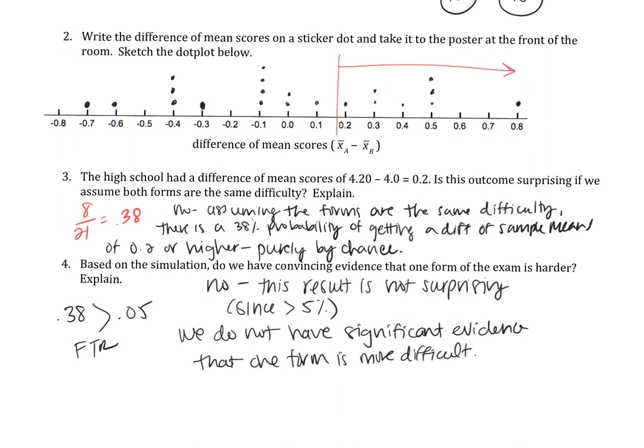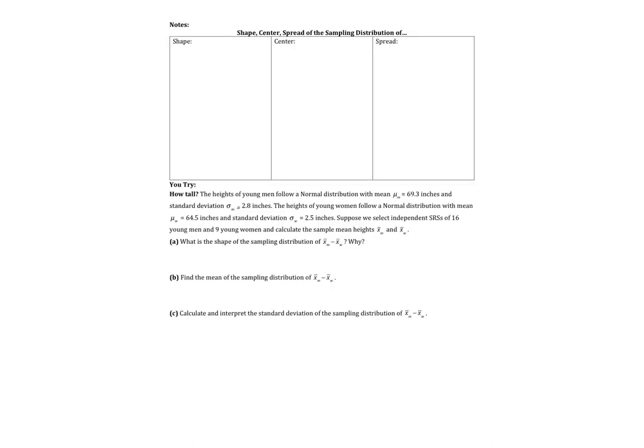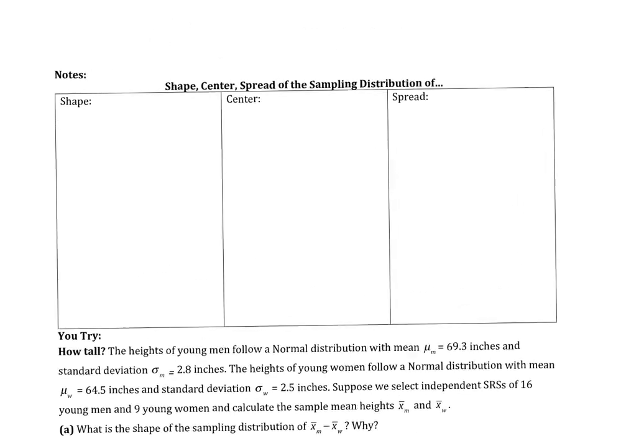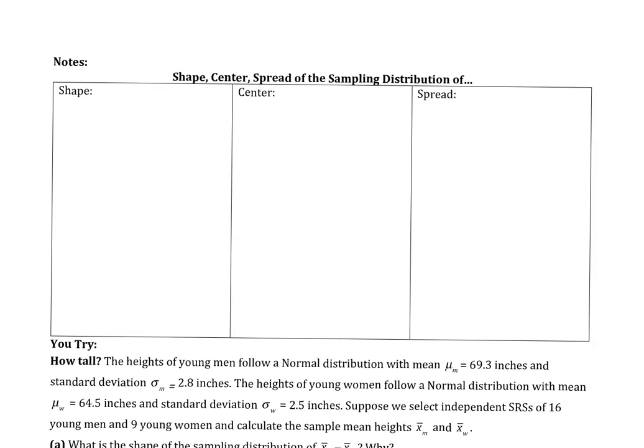All right, let's head to the back to get some notes and finish up some examples. All right, so we're going to talk about the sampling distribution for the difference in sample means. Just like with proportions, we can talk about the shape, center, spread.